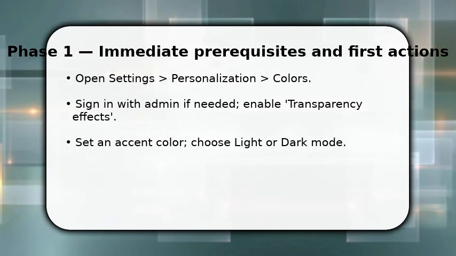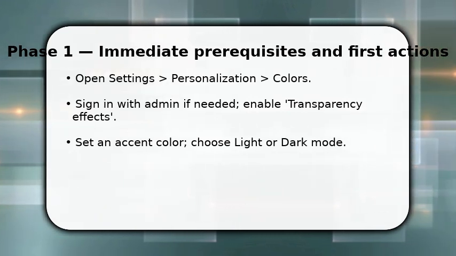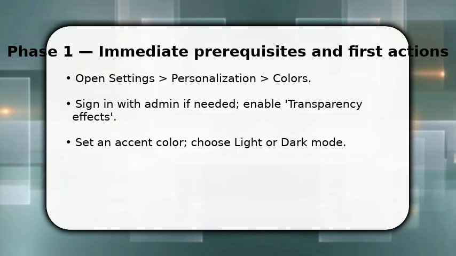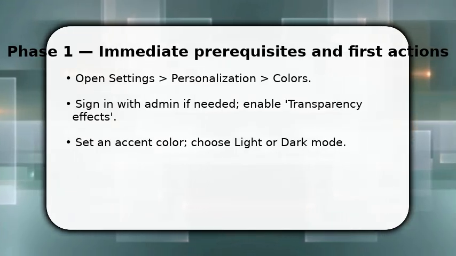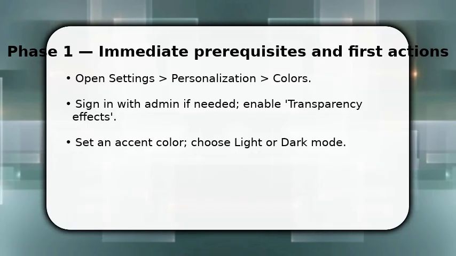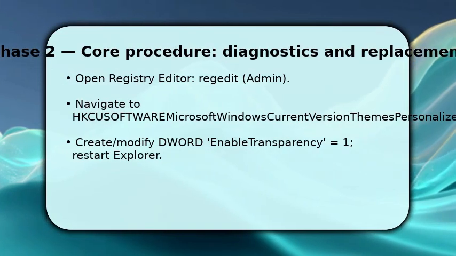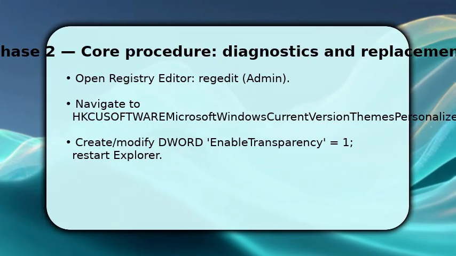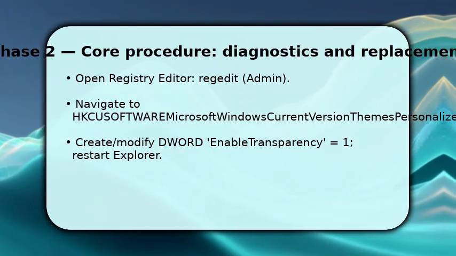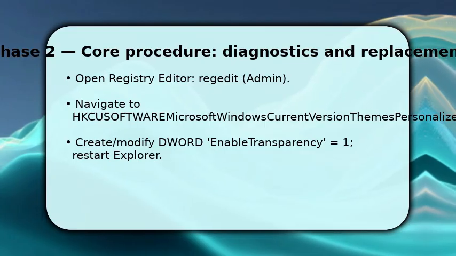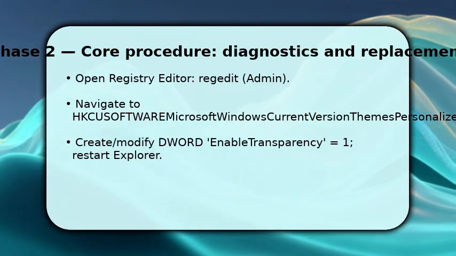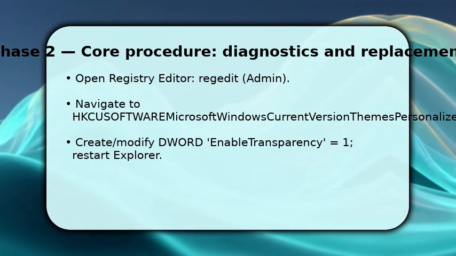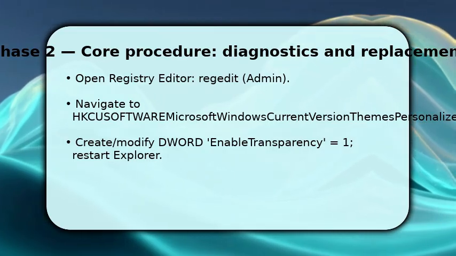Now you'll modify the registry to ensure transparency is applied to the taskbar itself. Open Regedit as an admin, navigate to HKCU/Software/Microsoft/Windows/CurrentVersion/Themes/Personalize and check the EnableTransparency value. If it's missing, create it and set it to 1. This tells Windows to apply translucency system-wide.